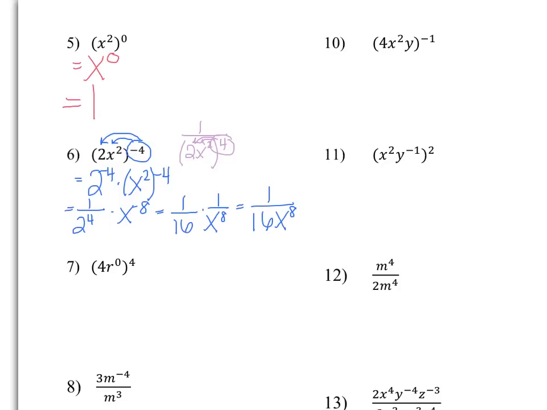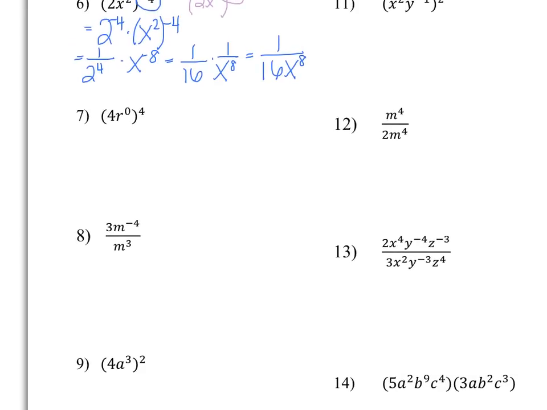All right, number 7, 4 times r to the 0th to the 4th power. Well, I know that I'm going to take this exponent of 4 and distribute it. So I'm going to have 4 to the 4th and r to the 0th to the 4th power. Well, 4 to the 4th is 256. And 0 times 4 is 0, so we're going to have r to the 0th, which is actually equal to 1. So we can finish our answer at 256.